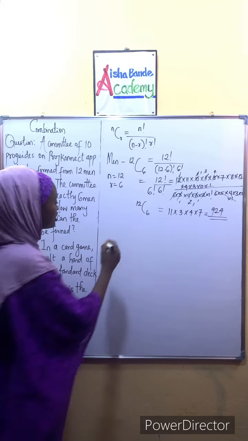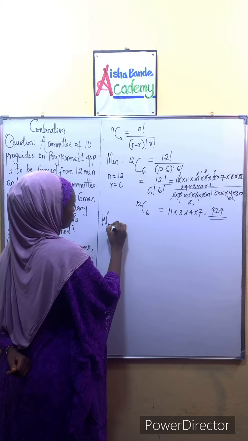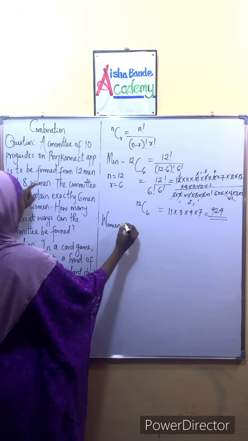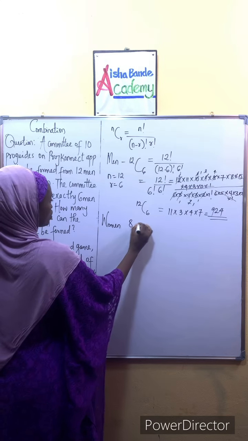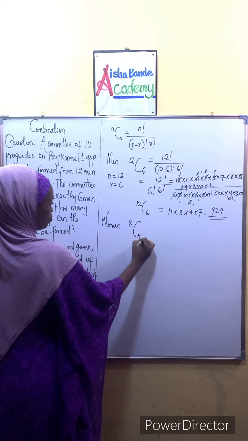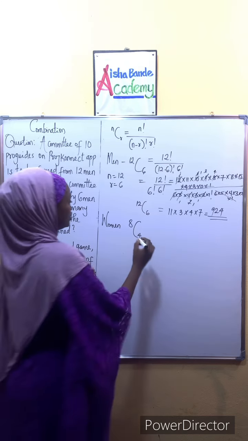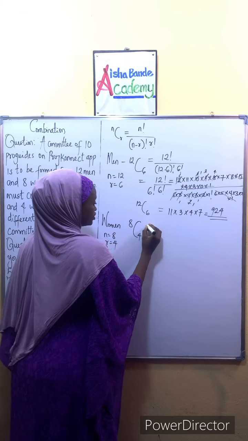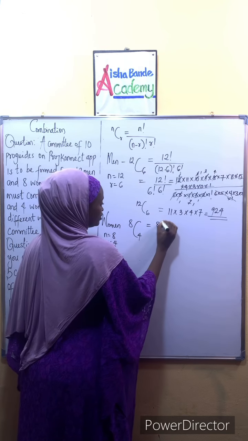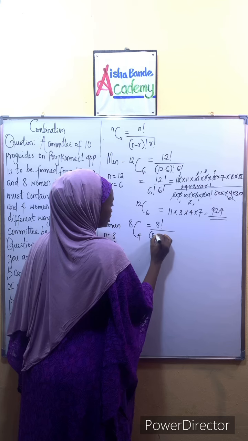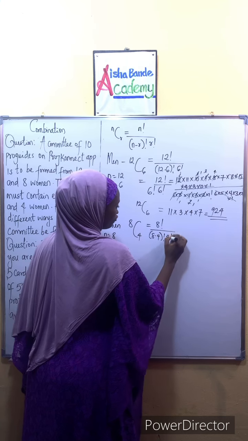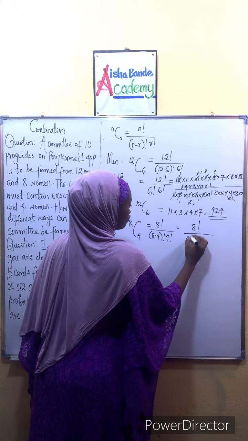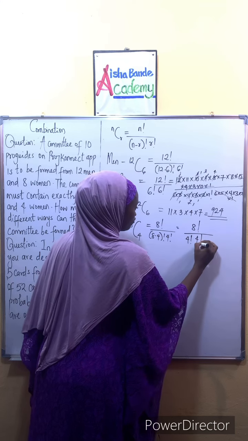So now let's calculate for the women. The combination for the women, from the question, is going to be 8 combination 4. So let's calculate for this. Here we have n equals 8, r equals 4. This is equal to 8 factorial over (8 minus 4) factorial times 4 factorial. So this is equal to 8 factorial over 4 factorial times 4 factorial.